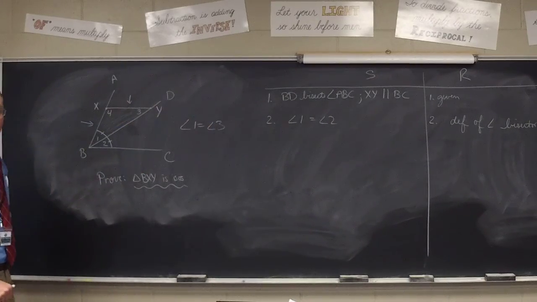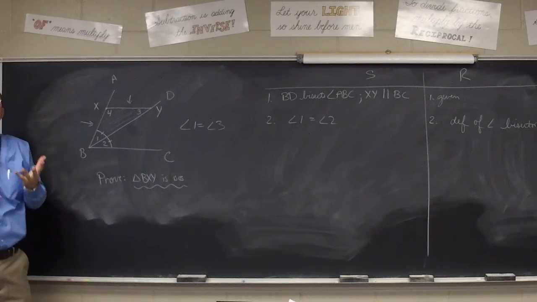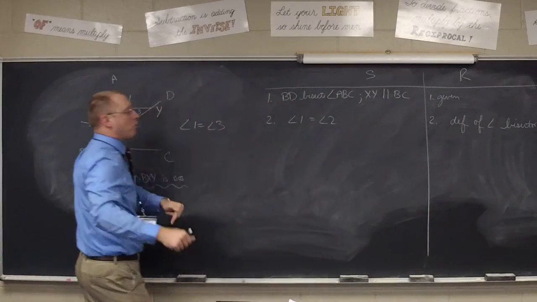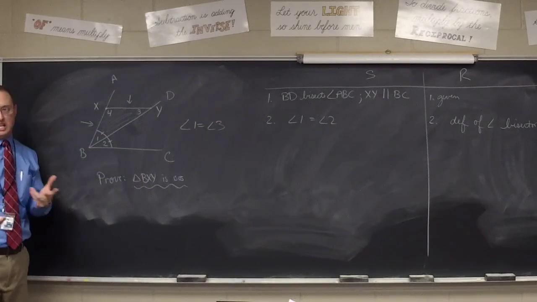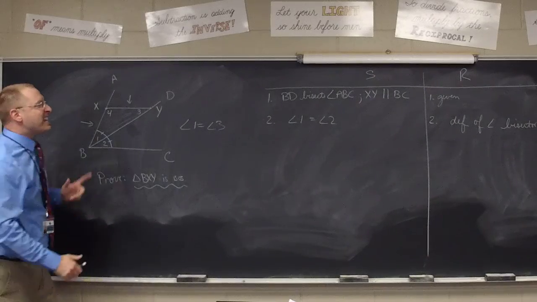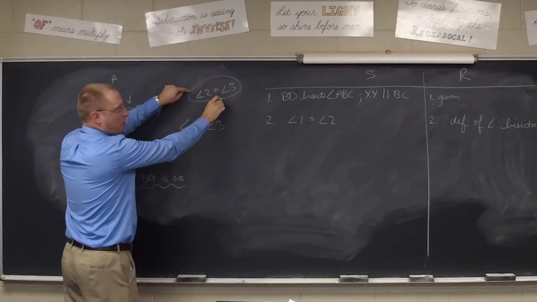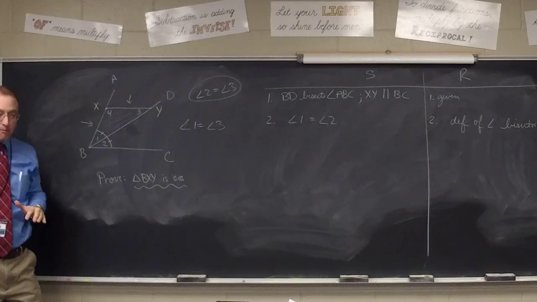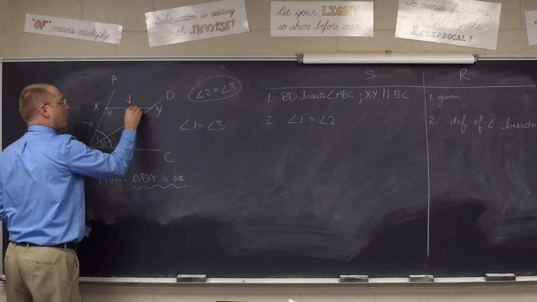It's equal to angle 2. If I want angle 1 equal to angle 3, what would be a good in-between kind of statement? Since I know 1 equals 2 and I want 1 equal to 3, what would be a really nice thing if we could say this? Brandon? Does everyone see that if somehow, some way, angle 2 equals angle 3, then since 1 equals 2, 1 would have to equal 3? Does everyone see that? If only there were a way to get angle 2 equal to angle 3.